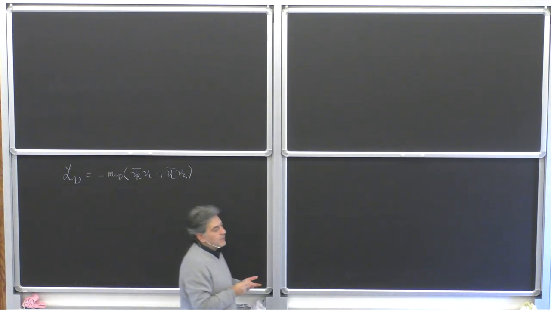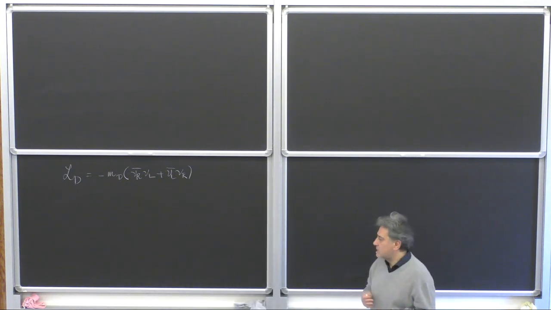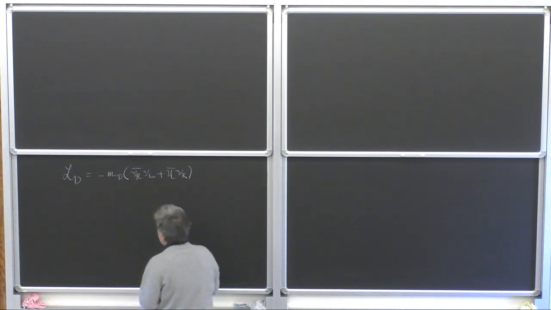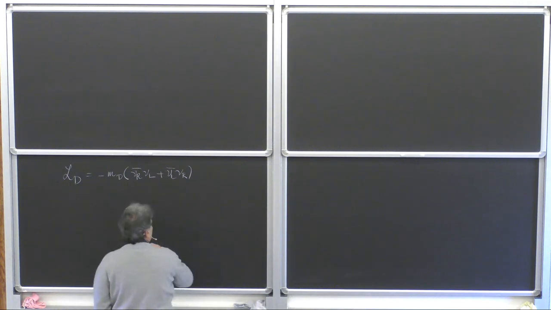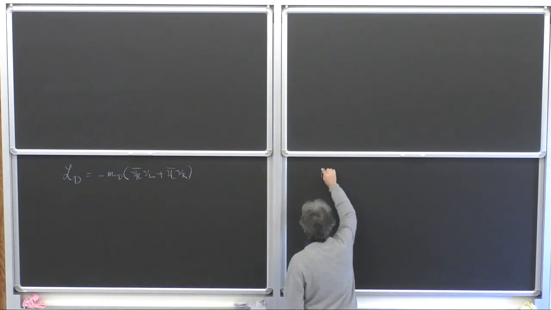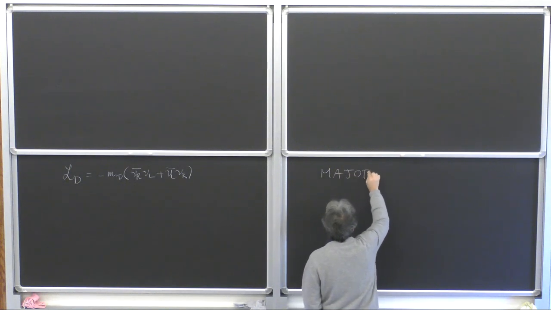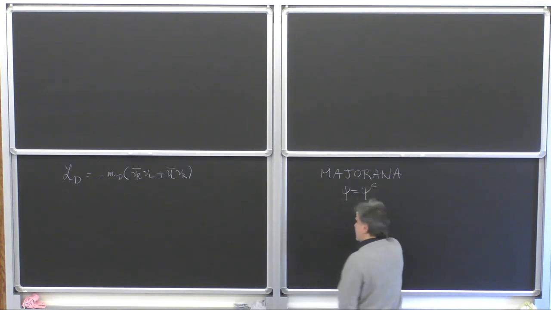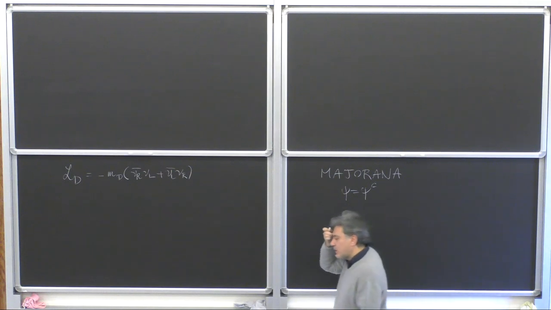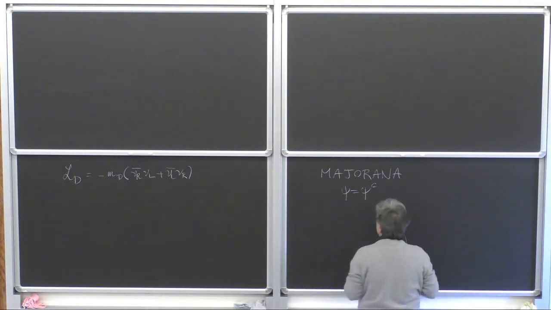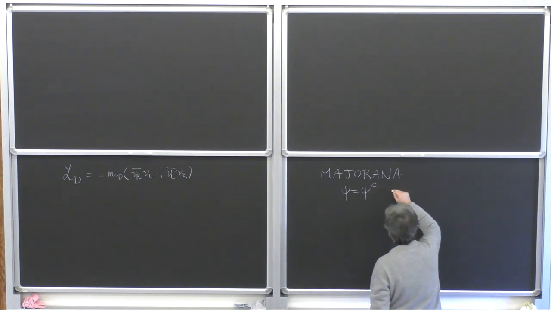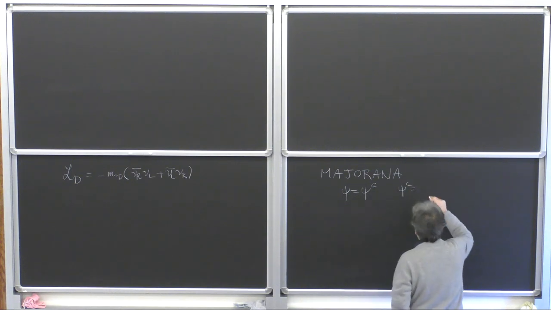And three flavor eigenstates that can be obtained from the mass eigenstates through the U matrix, the PMNS matrix. And we were seeing what happens if the neutrino is a Majorana particle. Since it is a neutral fermion, it can be equal to its complex conjugate, and the complex conjugate is C psi bar transpose.